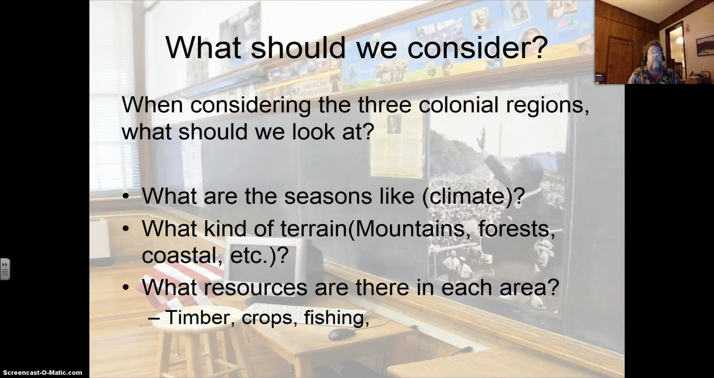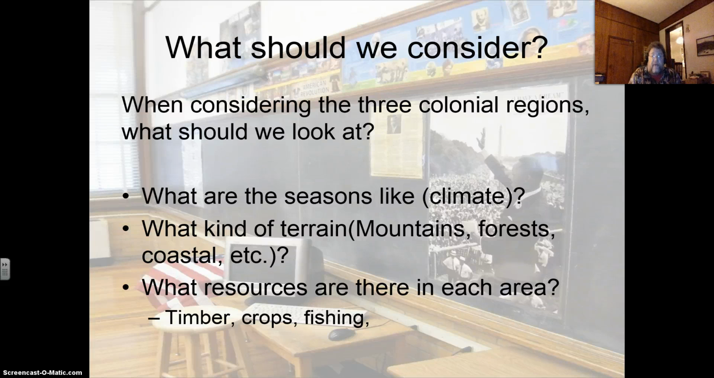Now, what should we consider? We need to figure out how we can learn about these early colonists' lives from their surroundings and how they had to adapt. Think about these different areas of the country. The New England area: what are the seasons like up there? Are the summers hot? The winters cold? What kind of terrain do they have? Is it along the mountains, or in the mountains rather? Or is it a heavily forested area, or along the coastline?